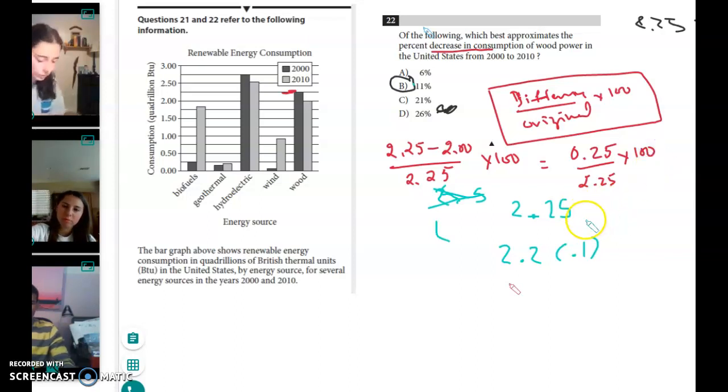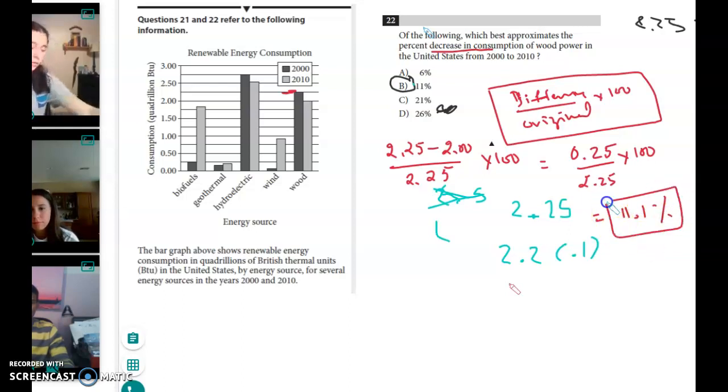So obviously you can use the calculator. It's going to get you 11.1%. Okay, does that make sense?